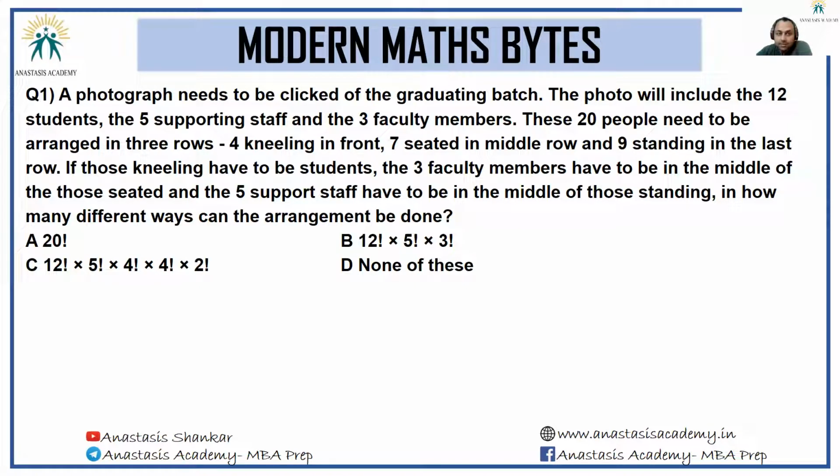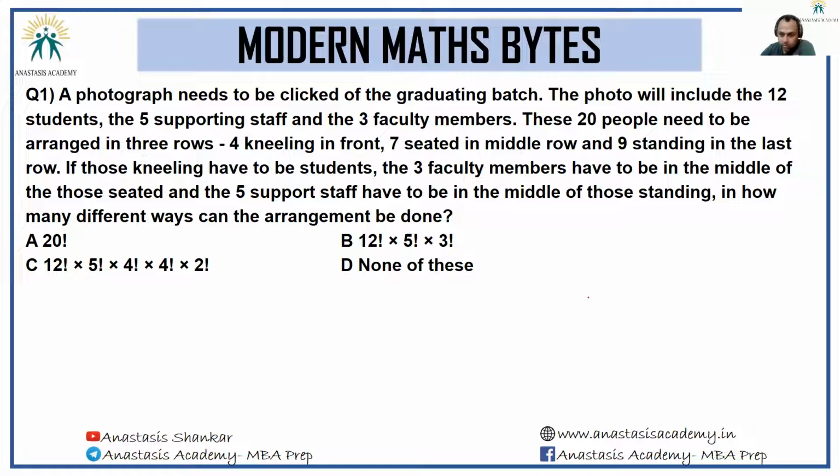A photograph needs to be clicked of the graduating batch. The photo will include the 12 students, the 5 supporting staff, and 3 faculty members. These 20 people need to be arranged in 3 rows: 4 kneeling in front, 7 seated in the middle row, and 9 standing in the last row.